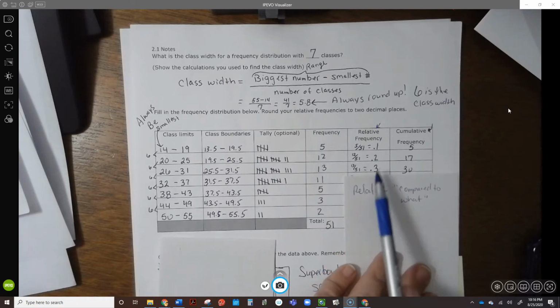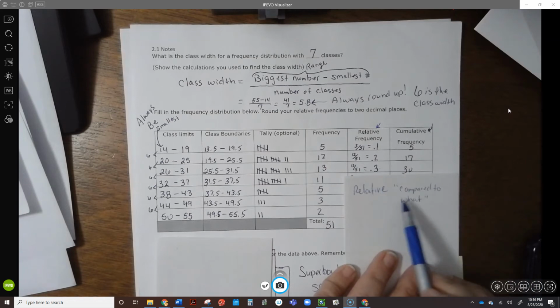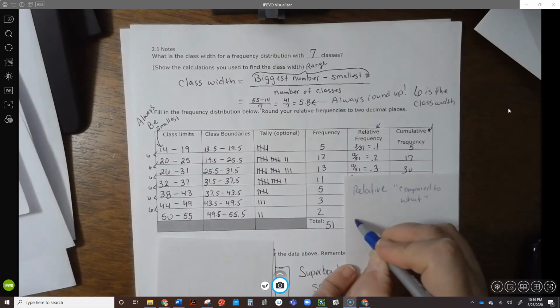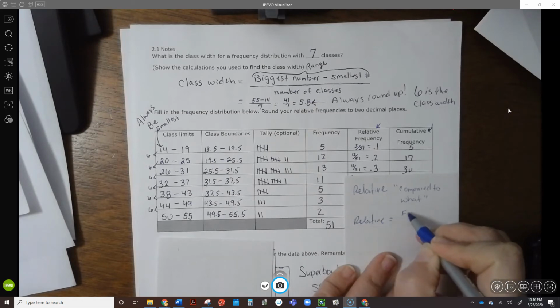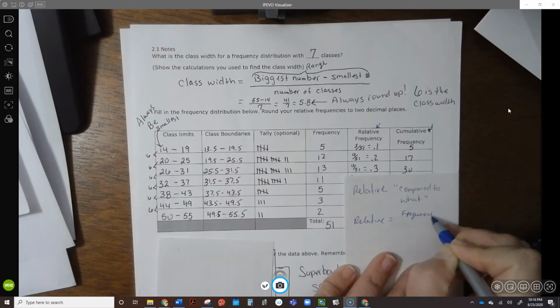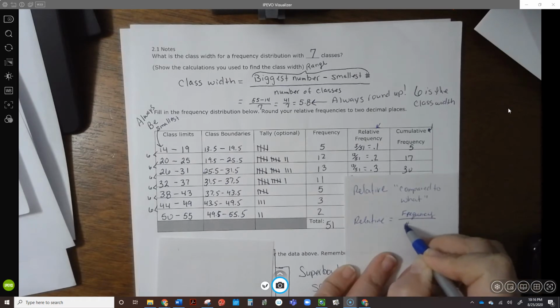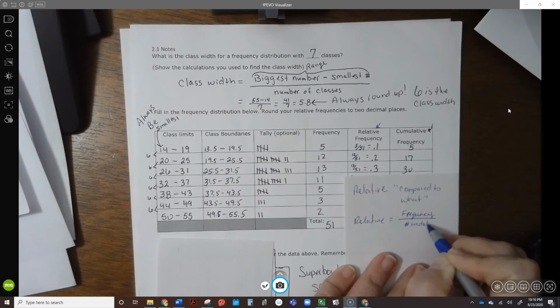Now, here's the other thing that you need to, compared to what? Relative frequency is equal to frequency over number in data set.